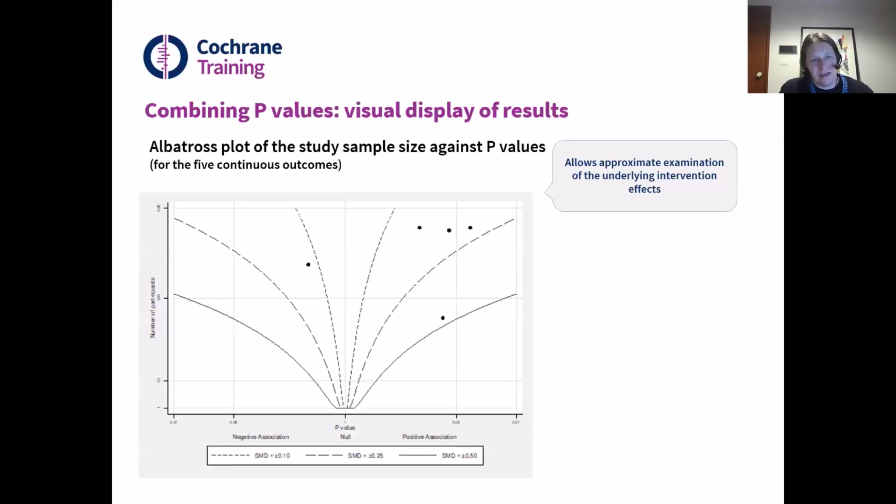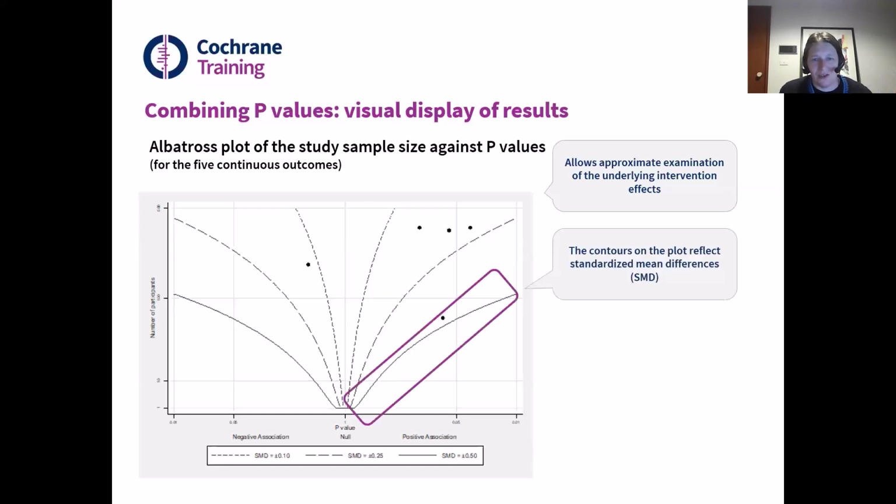And the accompanying plot here, which I won't spend a lot of time talking about, is something known as an albatross plot for obvious reasons. And this allows us approximate examination of what the underlying intervention effects are for studies that just report the p-values, direction, and sample size. So we just need that information, and we can get a sense of what the size of the effect estimates are through the kind of algebraic relationship.